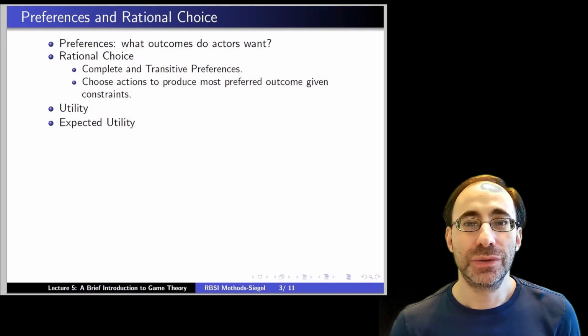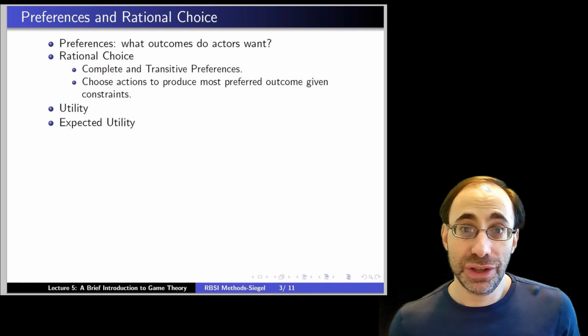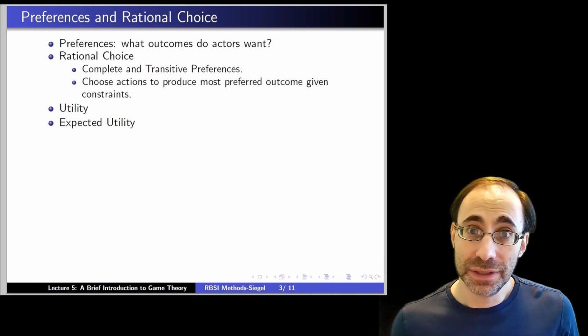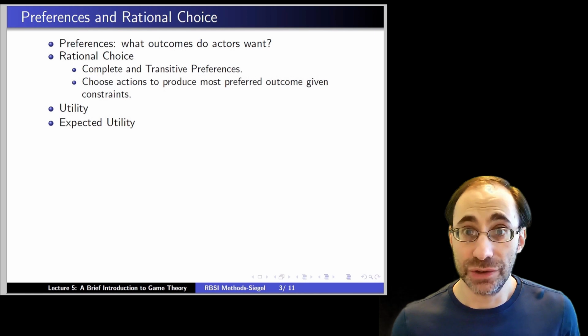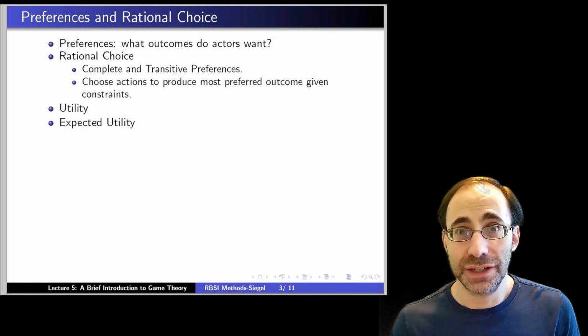Hi, and welcome to Module 2 of A Brief Introduction to Game Theory. In this module, we're going to discuss two things: preferences over outcomes, and the assumptions that underlie rational choice. We're also going to discuss utilities, which follows from, in this case, rational choice.